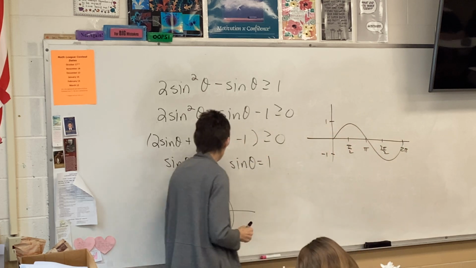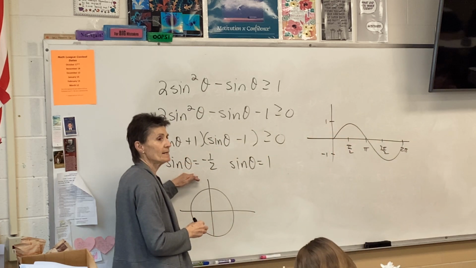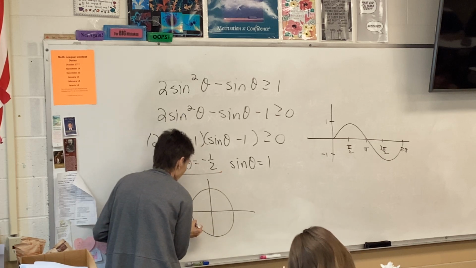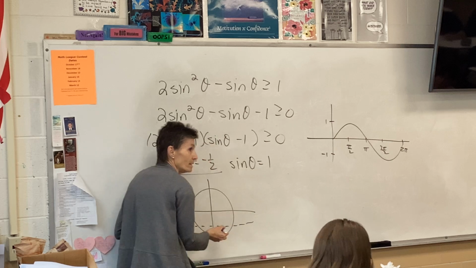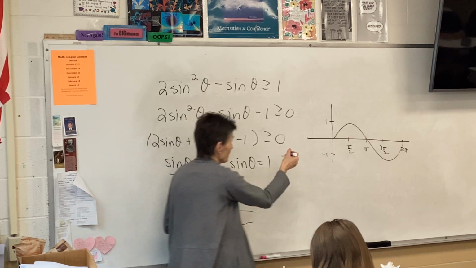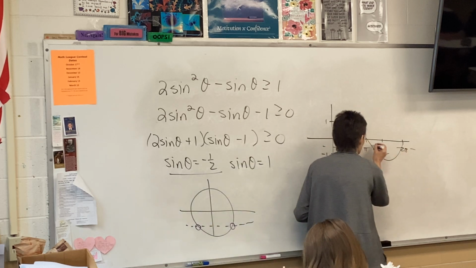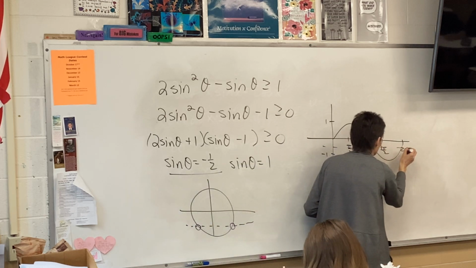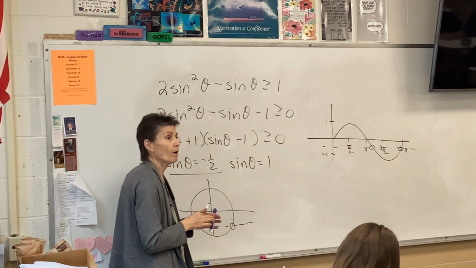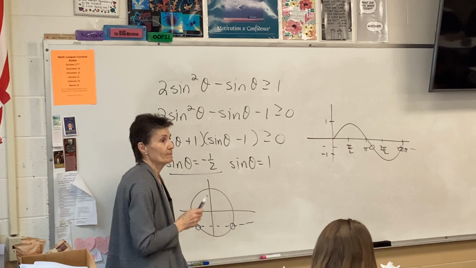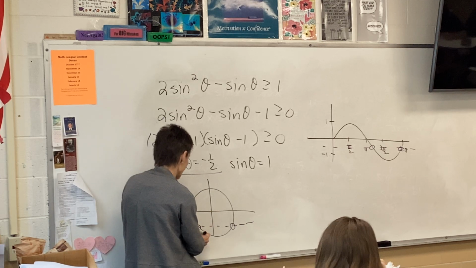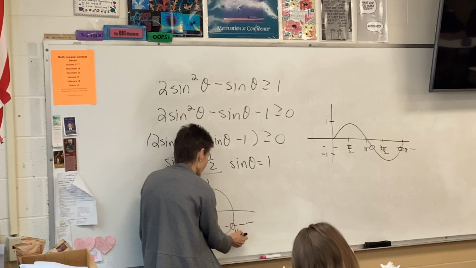Where is it that the sine is -1/2? Well, on the unit circle, that would be down here, right? Here and here. In my picture, it would be here and here. What are those angles? The sine is -1/2 at 7 pi over 6 and 11 pi over 6.